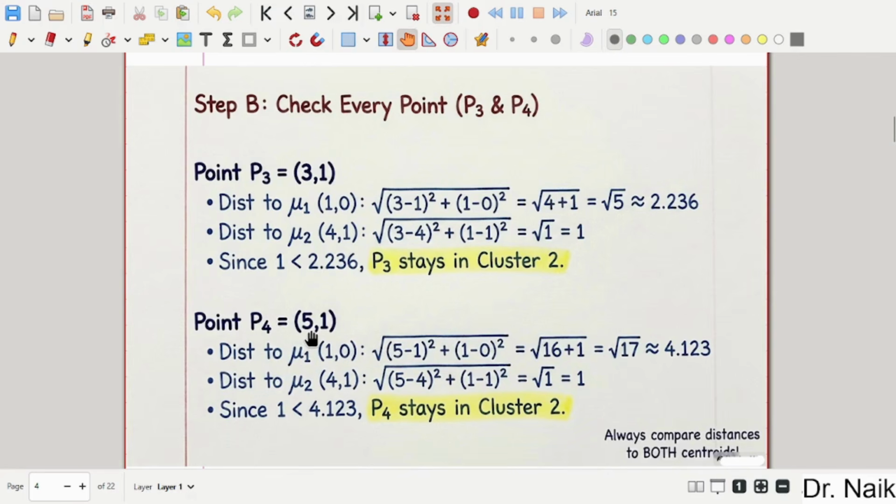Point P4 is (5, 1). Its distance from mu1 is the square root of (5 minus 1) squared plus (1 minus 0) squared, approximately equal to 4.123. And the distance of P4 from mu2 is the square root of (5 minus 4) squared plus (1 minus 1) squared, that is 1. 1 is less than 4.123, therefore P4 stays in cluster 2.